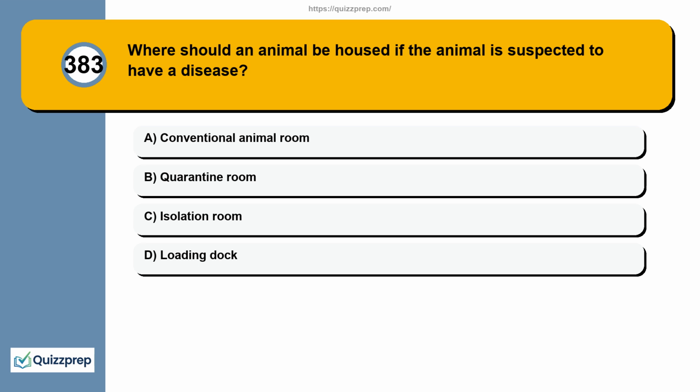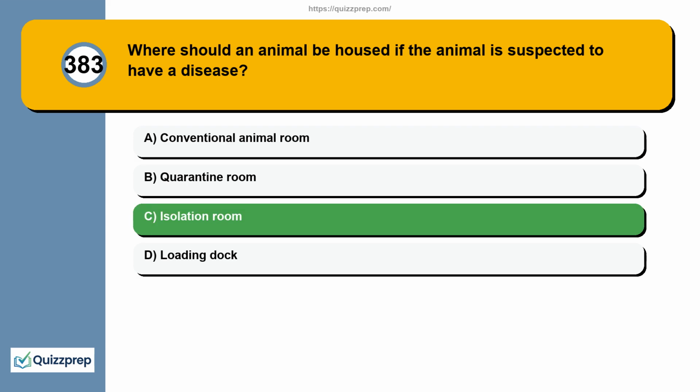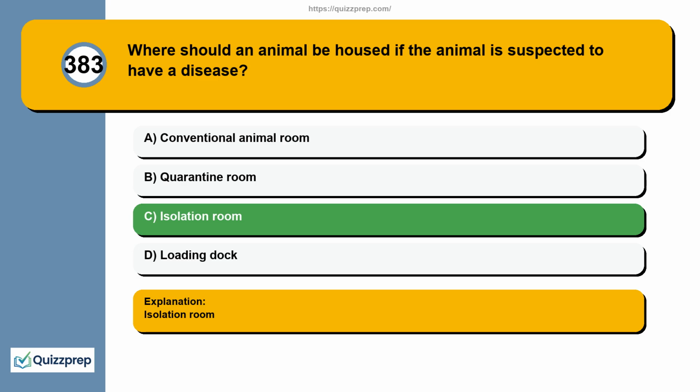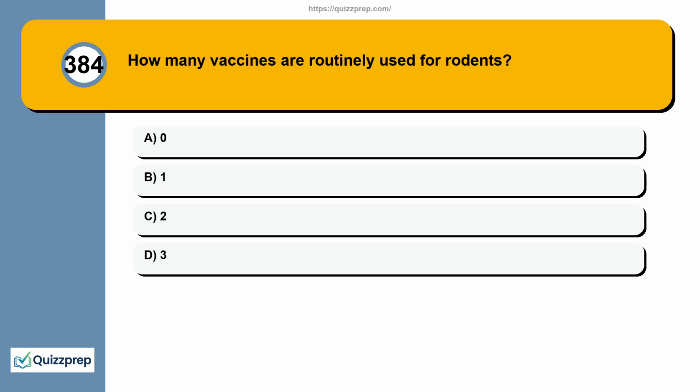Option A, conventional animal room. Option B, quarantine room. Option C, isolation room. Option D, loading dock. The correct answer is option C, isolation room. Question 384. How many vaccines are routinely used for rodents?